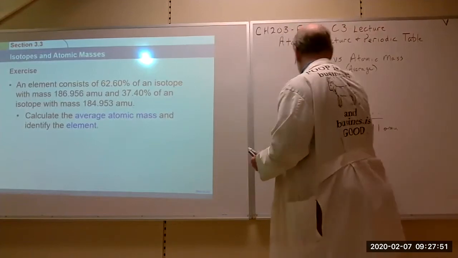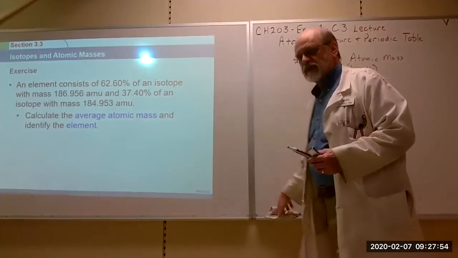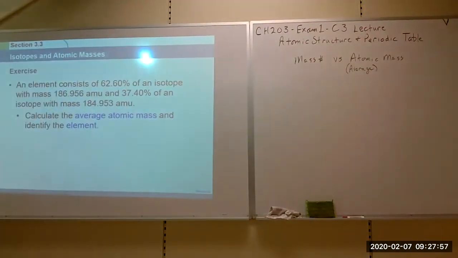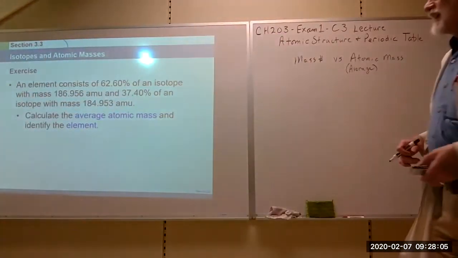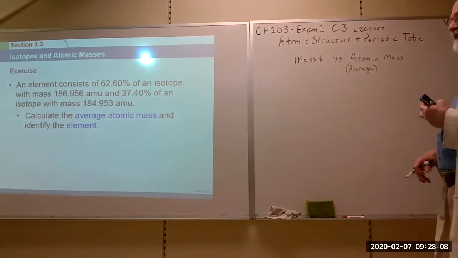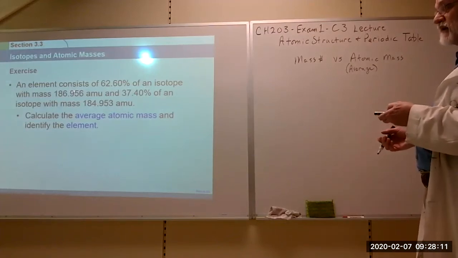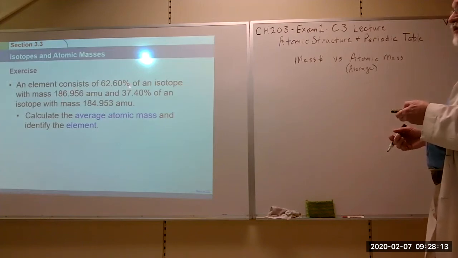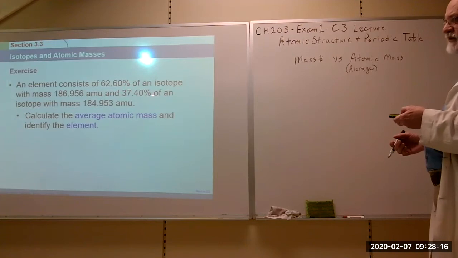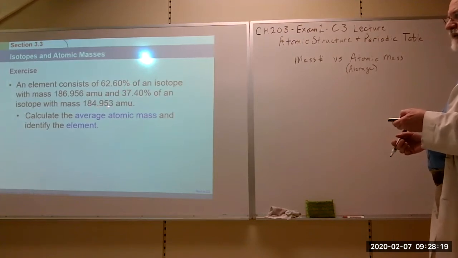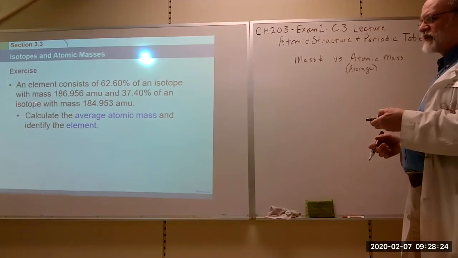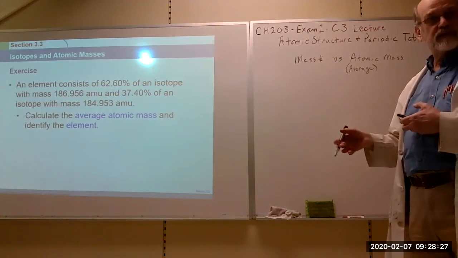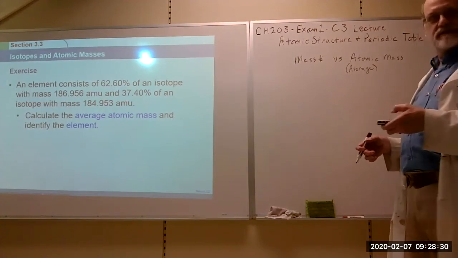And if we take, let me get my bearings, I don't want to run out of time. Okay, we're good. Say an element consists of 62.6% of one isotope with a mass of this, and it also consists of 37.4% of an isotope with this mass. Now, we just did a calculation where we said the mass is a whole number, like 12 and 13. Now, why are we starting off with a fraction?